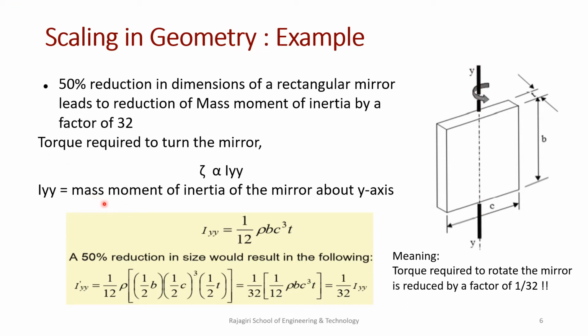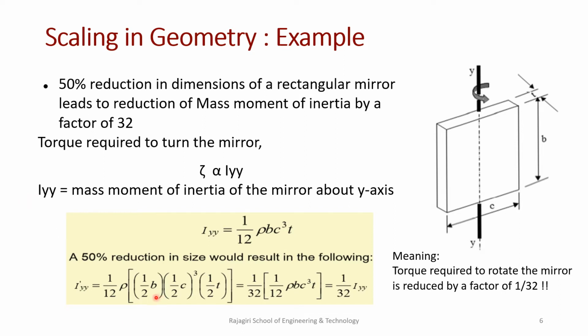Now, the torque required to turn the mirror will be proportional to the mass moment of inertia of the mirror about the y-axis. That is, torque is proportional to Iyy. Iyy is the mass moment of inertia about the y-axis. Now, the mass moment of inertia Iyy is given in terms of the dimensions of the mirror as Iyy equals 1/12 rho B C cube T.